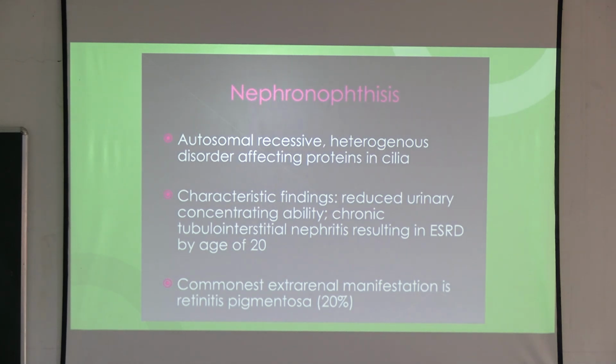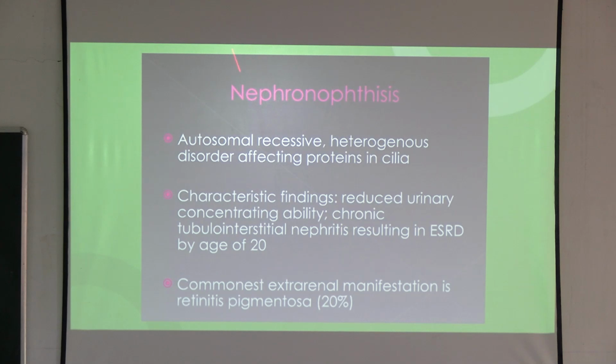Onset is very early, at the age of 20, that is the second decade of life. Commonest extrarenal manifestation is retinitis pigmentosa and it is present in 20% of patients. So nephrophthisis is an autosomal recessive disease and heterogeneous disorder affecting proteins in cilia. Fibrocystin is also a defect in a ciliary protein, okay?